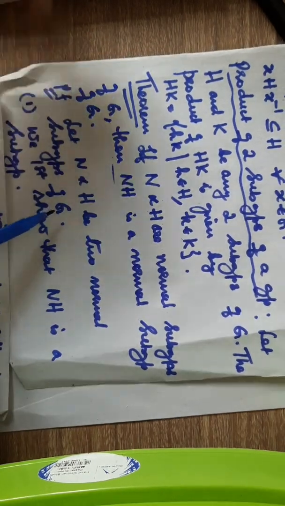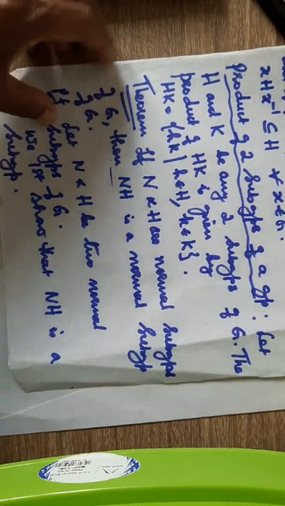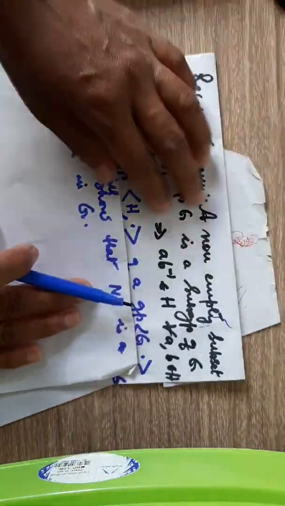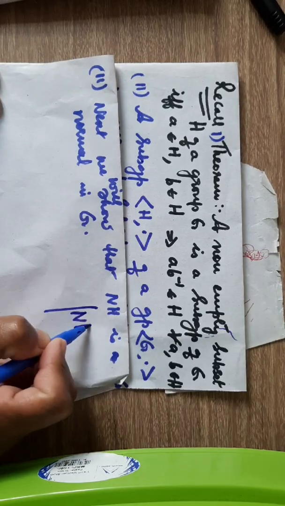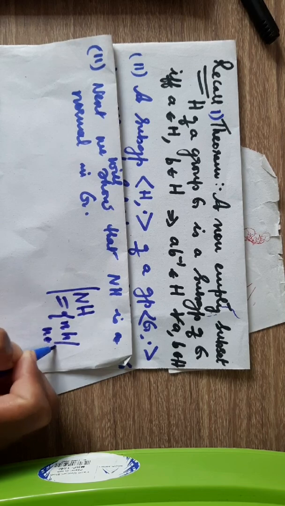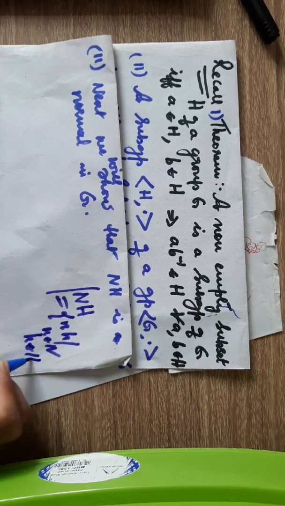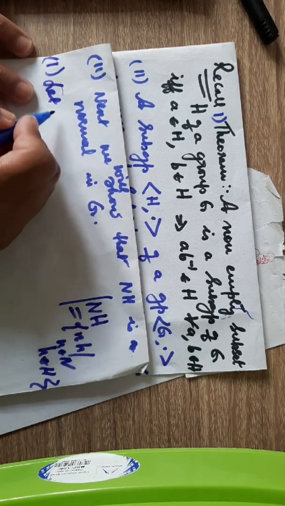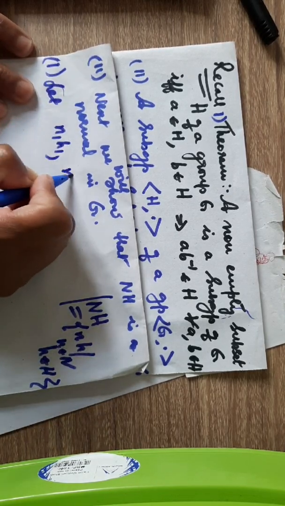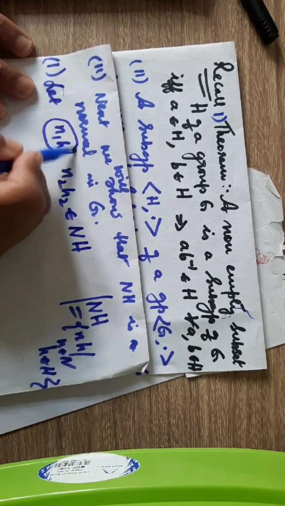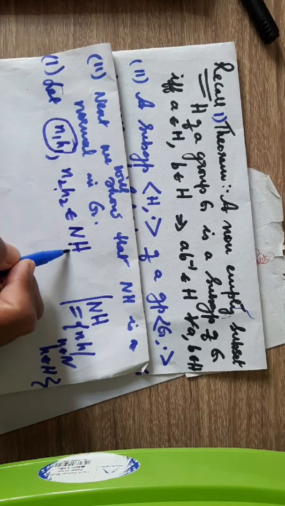So to show that NH is a subgroup of G, what we need to do now is we'll apply the statement of this theorem. So now what is NH? NH contains these elements small n into h such that n belongs to N, h belongs to H. Now for the first part, let n1 h1, n2 h2 belong to NH.